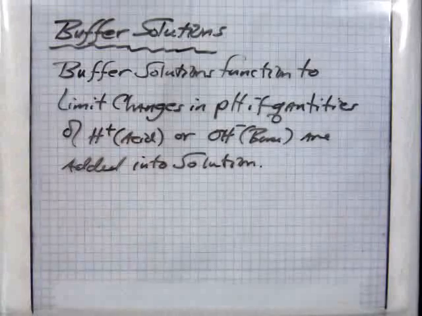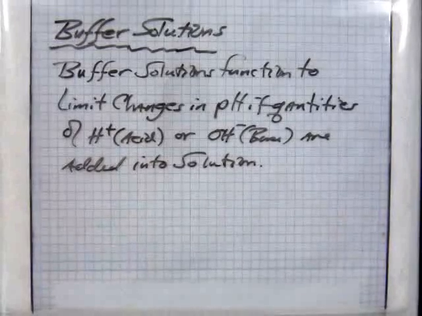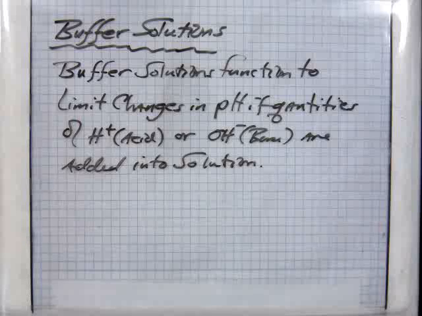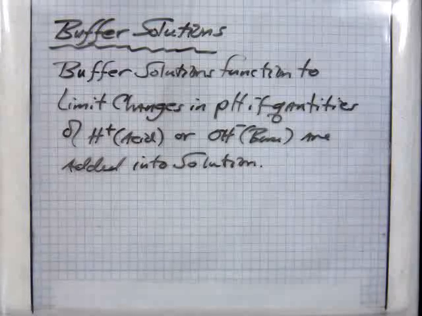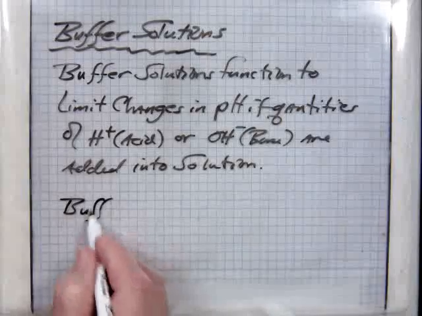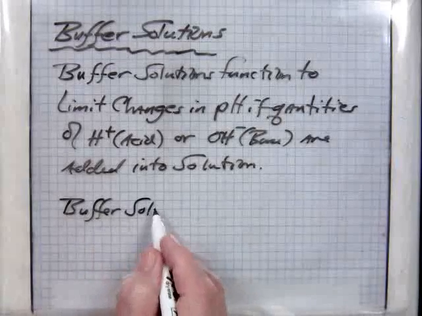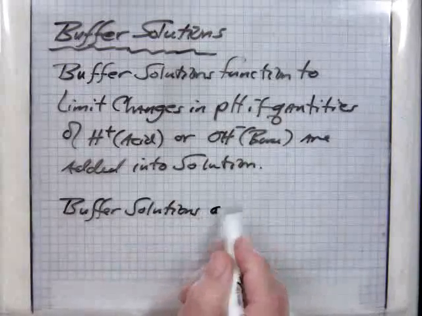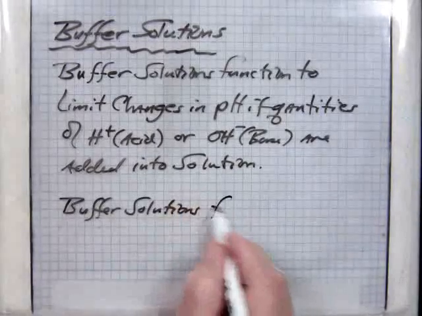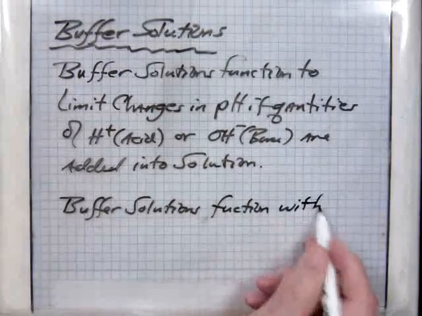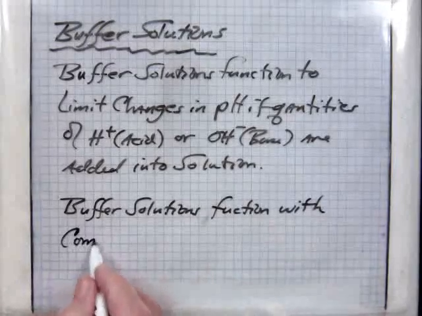Buffer systems do not prevent changes in pH. They just limit changes in pH because of the common ion effect. So that means that buffer solutions function with common ion effects.